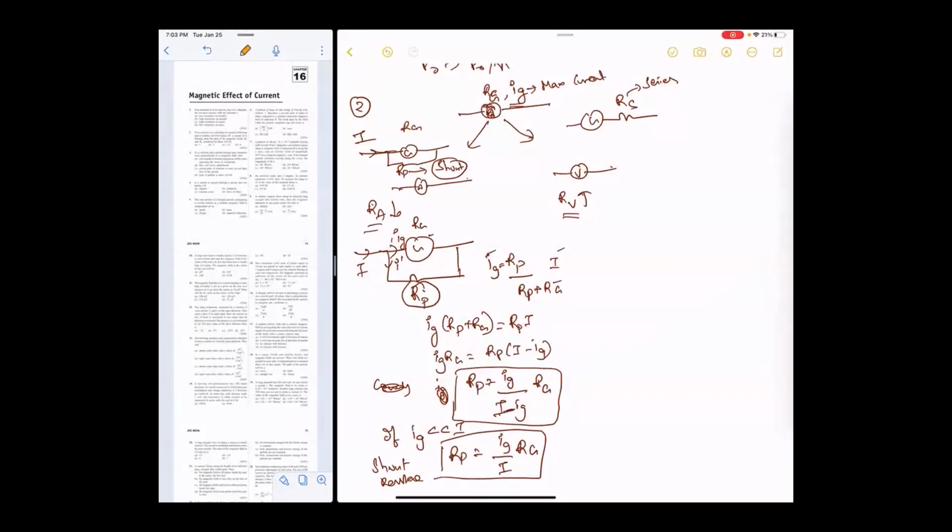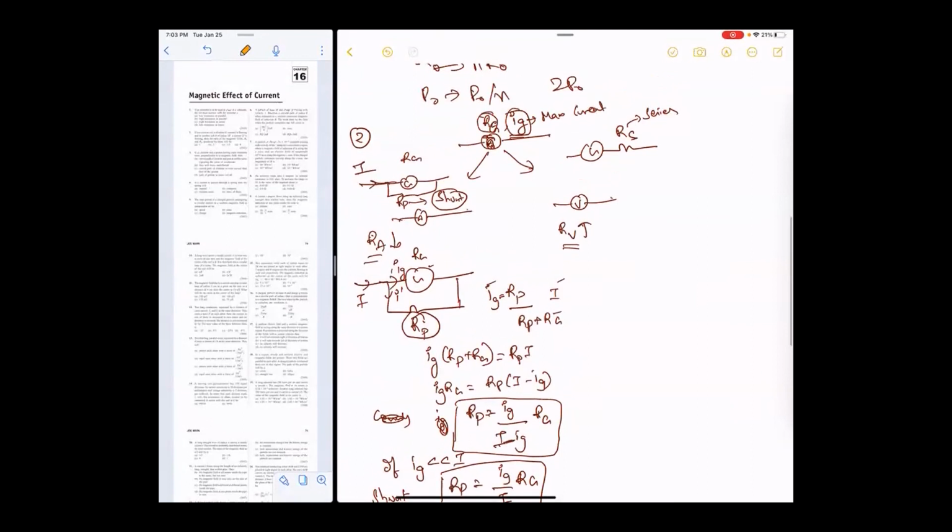There is a galvanometer whose parameters RG and IG are given. Now I'm asking you to convert it into an ammeter, which can measure capital I. Generally, IG will be in milliamperes or microamperes, but an ammeter has to measure amperes of current. So in that case, I have to connect a shunt resistance RP in parallel.